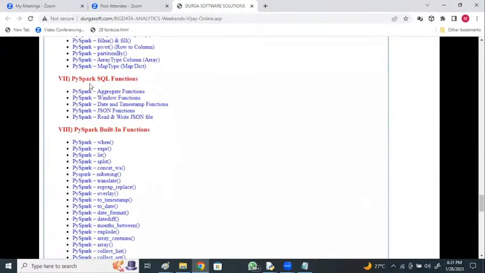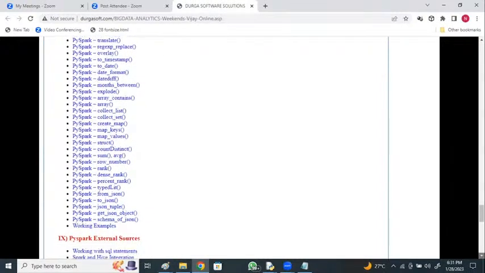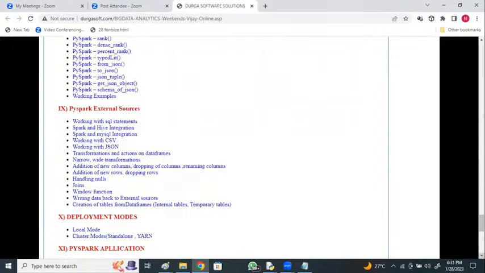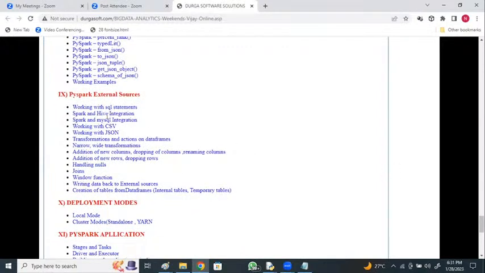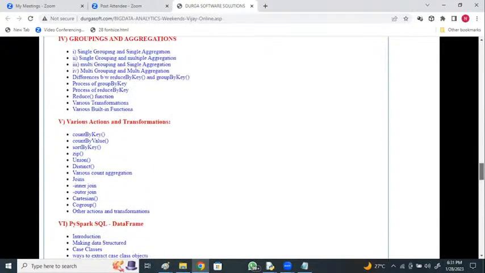PySpark SQL functions, aggregate functions, window functions, date functions, JSON, read, right? And built-in functions, right? When, expression, lit, translate, overlay, to timestamp, percent rank, count distinct, row number, rank, dense rank, type lit, right? All this. And PySpark external sources, working with SQL statements, Hive integration, working with CSV, JSON, transformations and actions on data frames, narrow and wide transformations, handling nulls, writing data back to external sources, deployment modes, local and cluster, PySpark applications, stages and tasks, driver and executor, deploying Spark applications to cluster, streaming integration with Kafka and PySpark, machine learning library, right? Yes. So all this in brief, right?